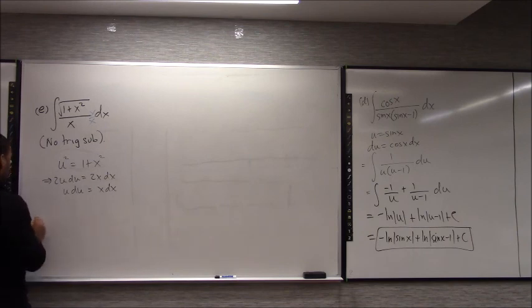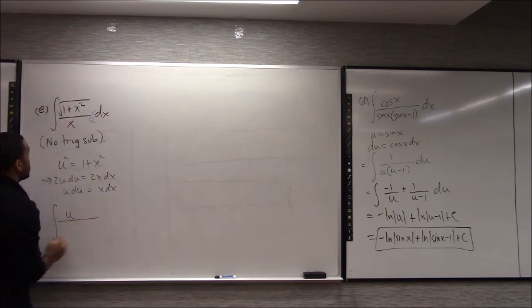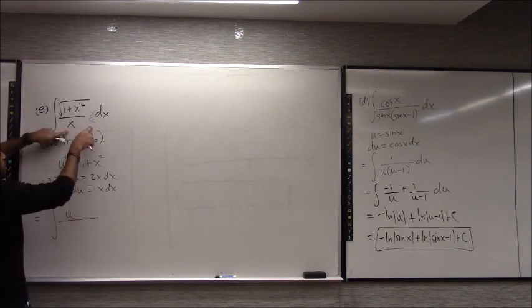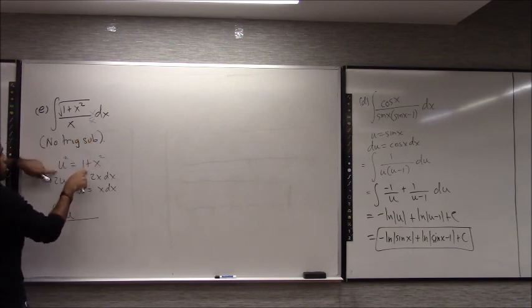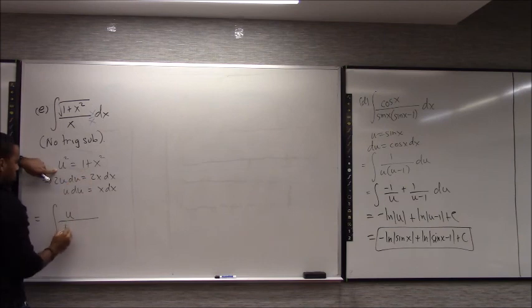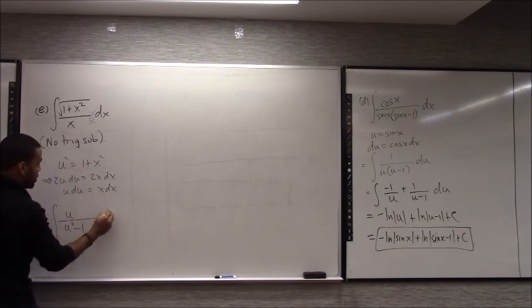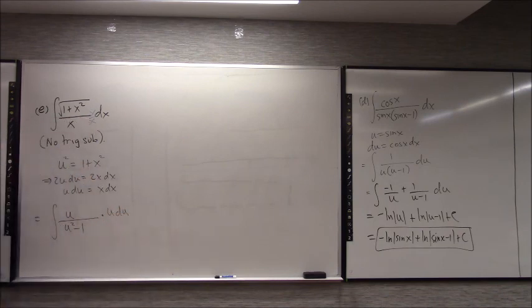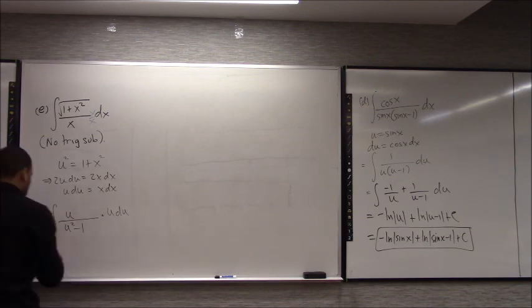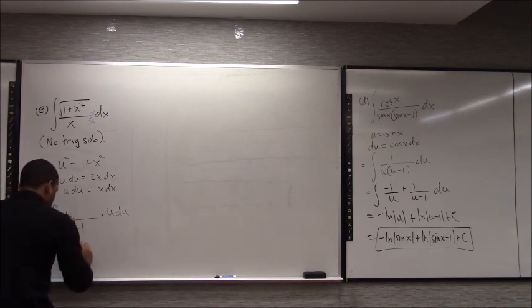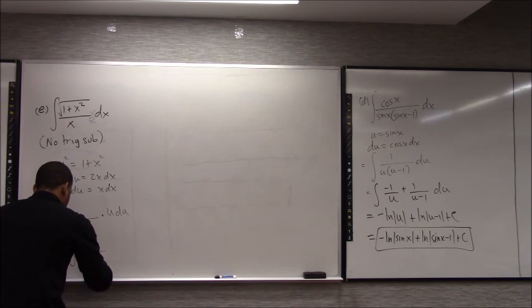So now you plug everything in. The top, the entire radical just becomes a u. In the denominator we now have x squared, which I can solve for here: that's u squared minus 1. Now I'm going to have that x dx, that is just going to be u du. So this simplifies into the integral of u squared over u squared minus 1.